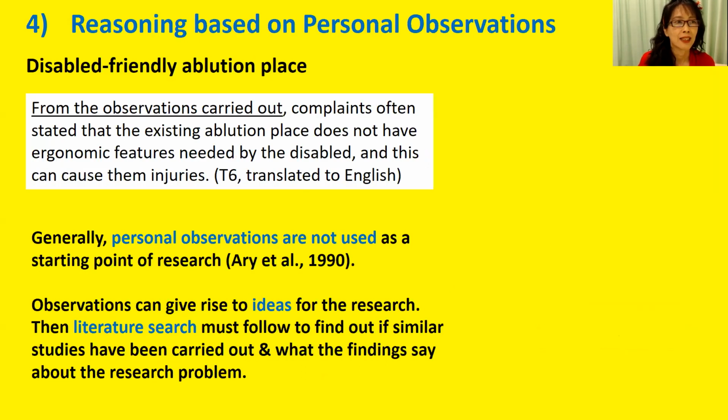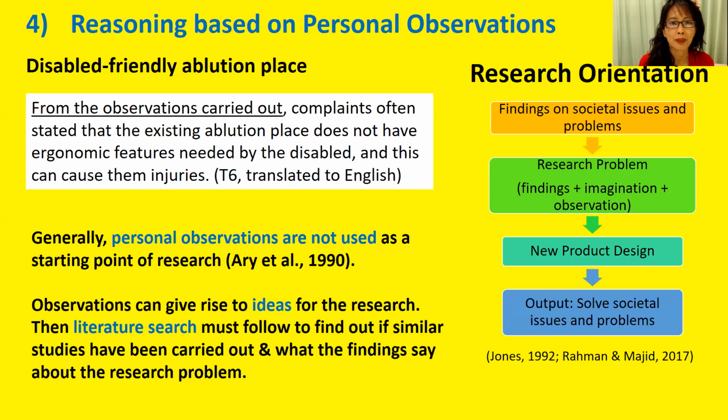And lastly, reasoning based on personal observations. T6 wanted to design an ablution place so that the disabled can collect the water for prayer. So T6 used personal observations. This is not advisable even in creative arts thesis or research. Observations can give rise to ideas for research, but the literature search must follow. And it is important to have a research orientation so that the novelty of the product design is much stronger.